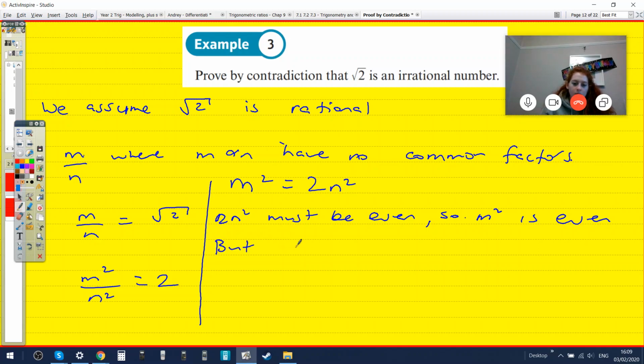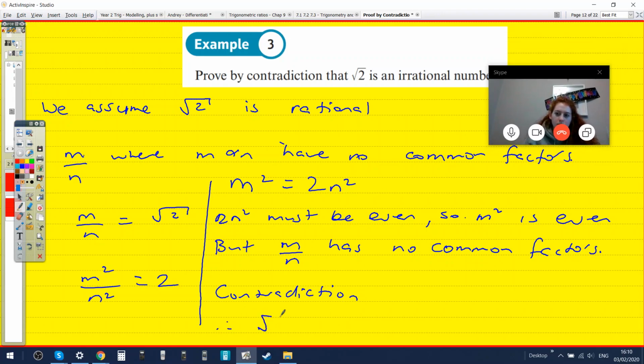But m over n has no common factors. This is a contradiction. Therefore, we've proven it. So, therefore, root 2 is irrational.